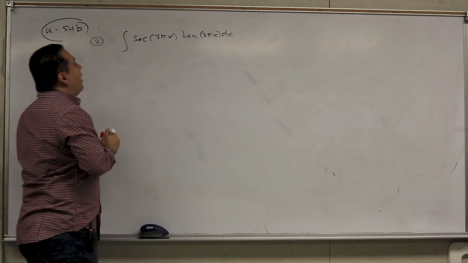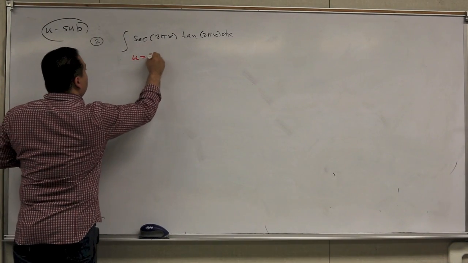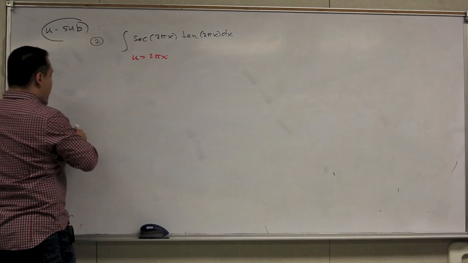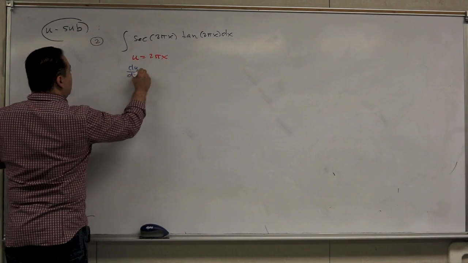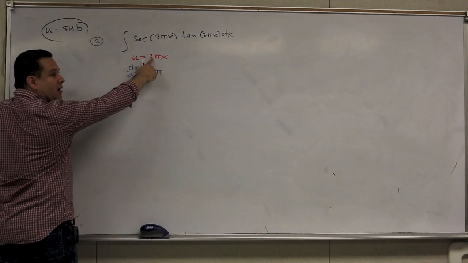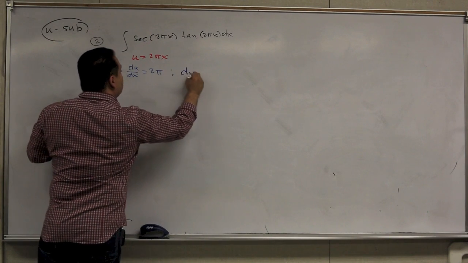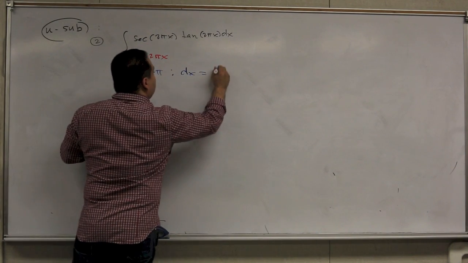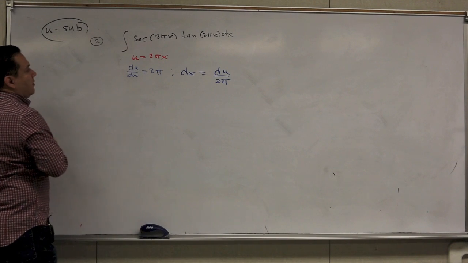So here's what happens, right? What do you think u might be? U is 2 pi x. Okay, then what is du? What is du dx? It's 2 pi, is that right? That's the derivative of, remember, pi is a constant. 2 pi is a constant, so that's going to be 2 pi. So how do we get dx? That's du over 2 pi, is that right?